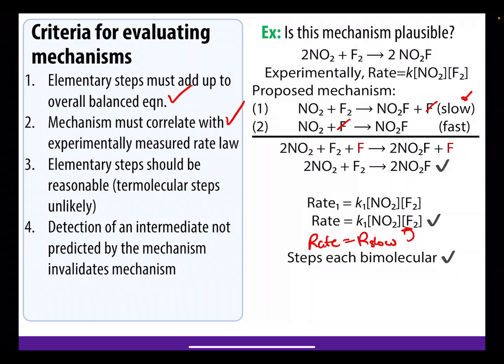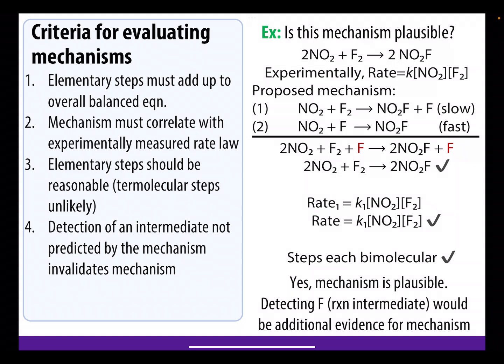The steps are each bimolecular, so yeah, the steps are relatively reasonable. Again, we don't have any information about the mechanisms, but we do know the intermediates. F is our reaction intermediate here, so if we detected that, that would give a bit more credibility to the mechanism.